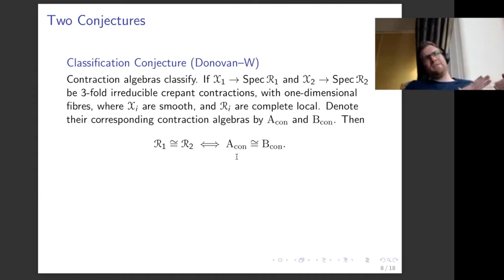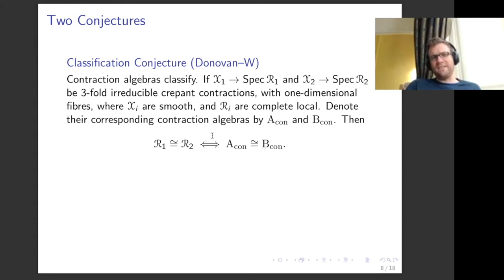And so you're saying that flops are classified by certain finite dimensional non-commutative algebras. And you'd be saying that divisorial contractions to curves are classified by certain non-commutative algebras of GK dimension 1. So certainly the finite dimensional algebra is a simplification. Three-dimensional geometries, you'd think, would be more complicated than just finite dimensional algebras. And so that's the conjecture.